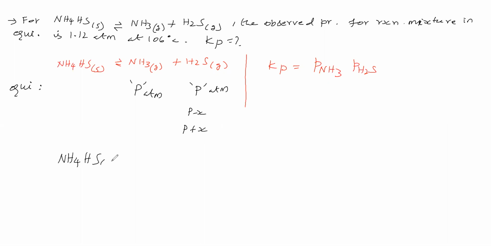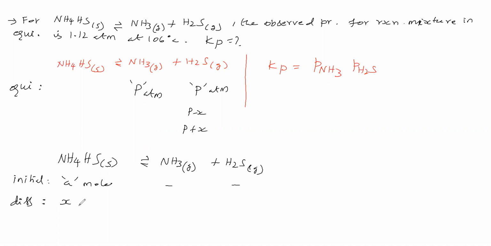We are taking initially ammonium bisulfide, A moles. We are not taking any ammonia and we are not taking any H2S. Initially we are taking only ammonium bisulfide. Set. How much is dissociating? X moles of ammonium bisulfide are dissociating.